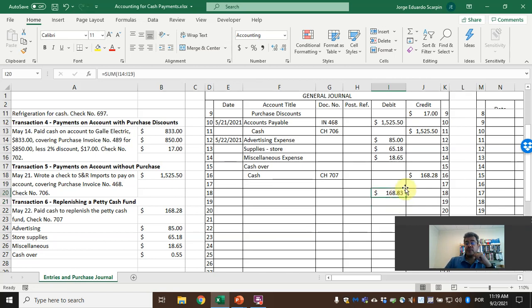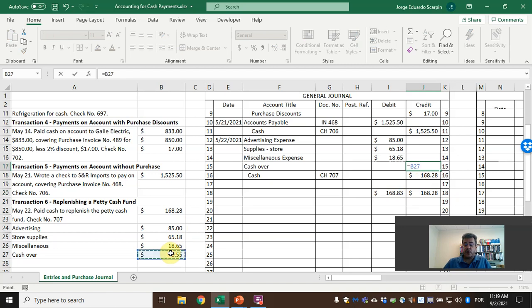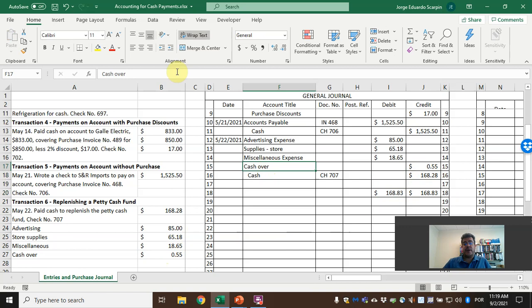168.83. So the sum of debits, 168.83, is greater than the sum of credits, 168.28. So we need a credit to balance, because if we copy and paste this formula here, this journal entry is not balanced. So we need a cash over to be on credit, and now our journal entry is balanced.